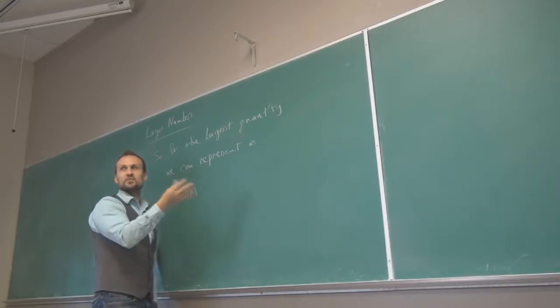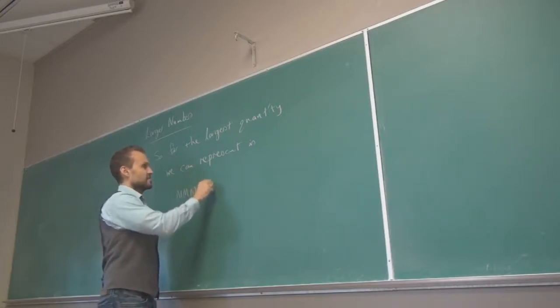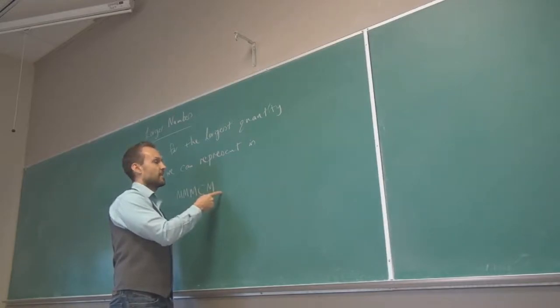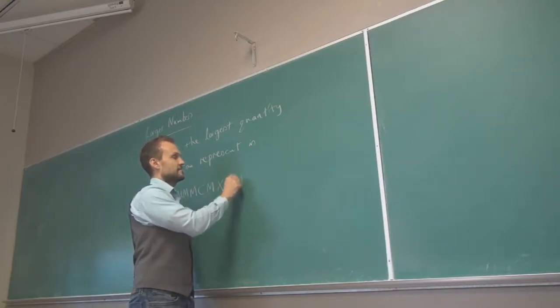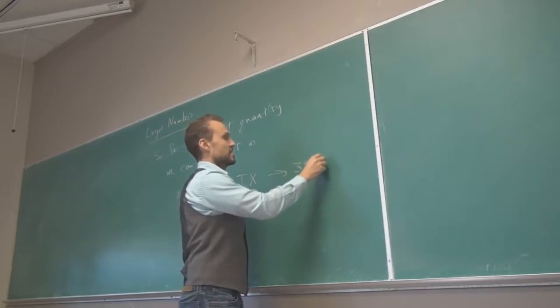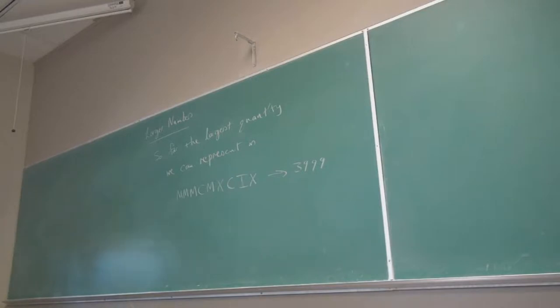CM, 90, nine. So that would correspond to 3,999. Now, when you calculate area of land and things like that, that's not really that big.